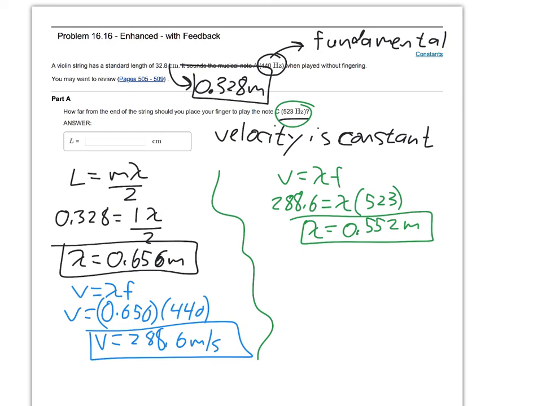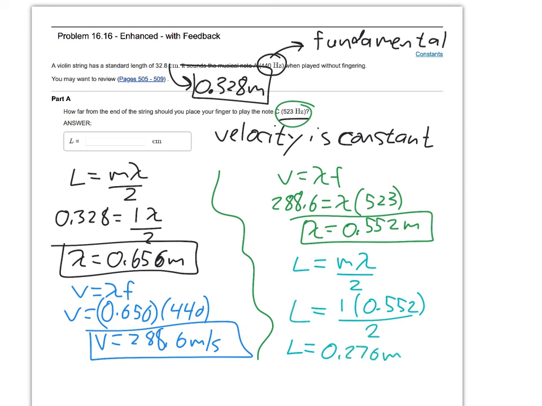Okay, and now I can use that to figure out what the length of the string will be, going back to this equation that I started the problem with here. And I can say L equals m lambda over 2. It's the exact same m because we're still talking about the fundamental frequency. The difference now is I know my wavelength is 0.552, and I'm solving for the length of string that's needed to produce that note, and I get an answer here of 0.276 meters. In centimeters, that would be 27.6 centimeters.